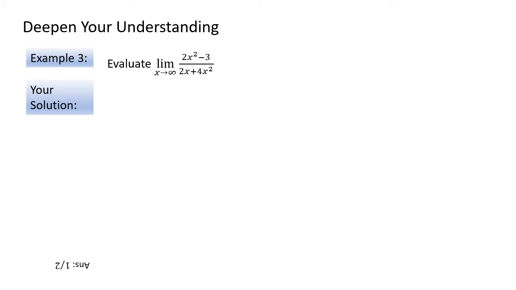So infinity is a number so large that if you have an instance where maybe you have infinity plus 1, it's still infinity. Infinity plus 1,000, it's still infinity because it's so large, okay, so it's indeterminately large. So we're going to start by substituting infinity in. So we'll get 2 times infinity squared minus 3 divided by 2 times infinity plus 4 times infinity squared.